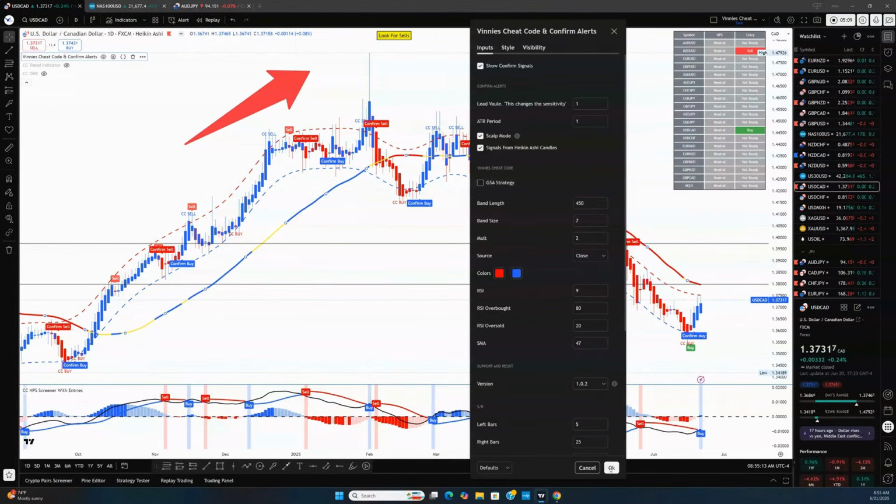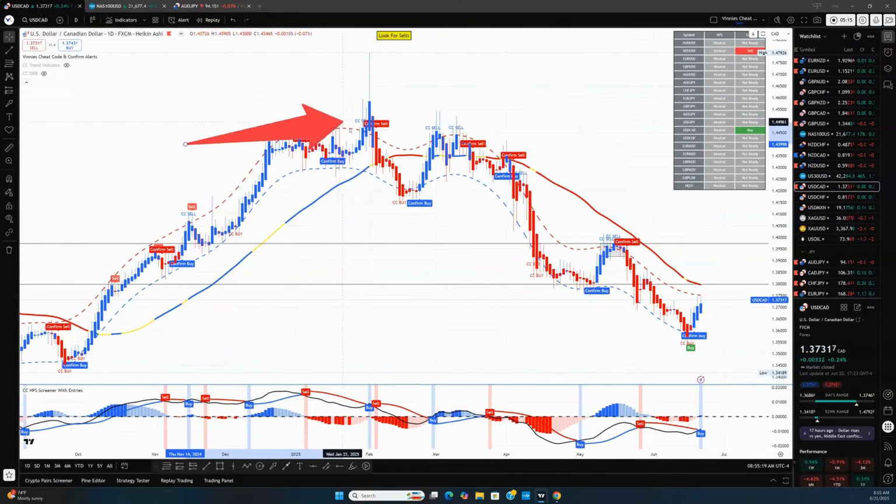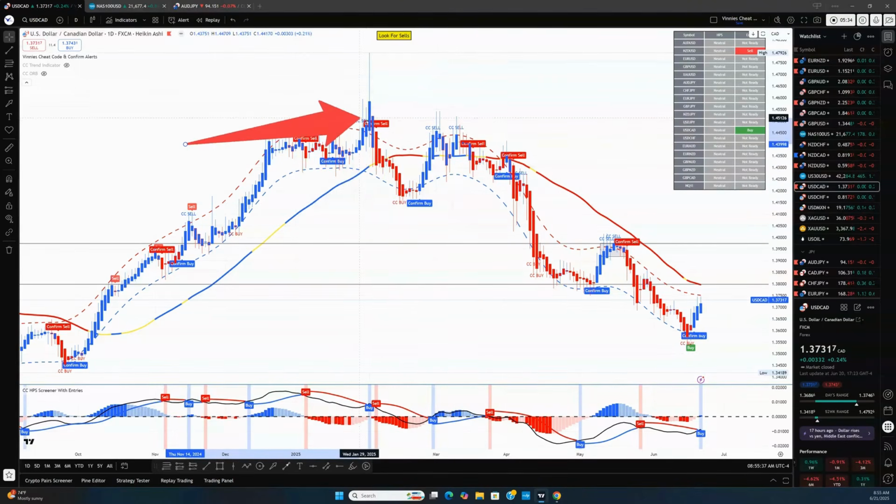Okay, so let me turn those on real quick. These confirmation signals confirm the cheat code sell signal or the cheat code buy signal. So when you get a cheat code buy signal, that is a signal. That signal means to wait. It does not mean to enter into the market. You only enter once you get a confirmation buy, or in this instance, you only enter when you get a confirmation sell.